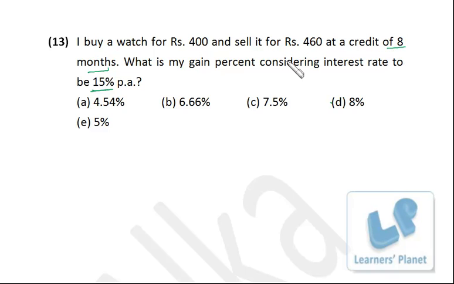Now interest for 8 months will be what? Say 15% is for 12 months, right? So it is 5% for each 4 months. So in 8 months there are two such periods, so in all the rate of interest will be 10%. So 400 is his basic cost plus 10% interest. So in all his cost is 440 rupees and he is selling it for 460 rupees. So he's basically earning 20 rupees on 440, right?